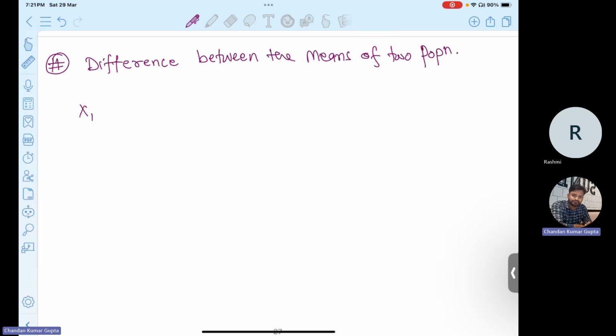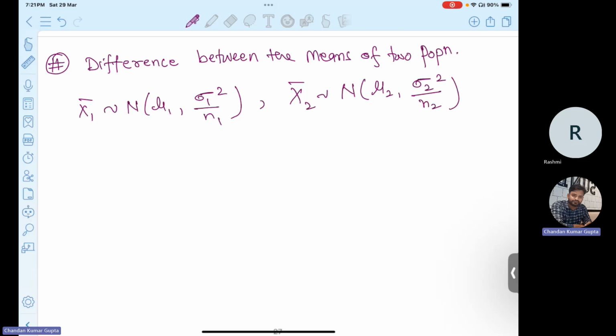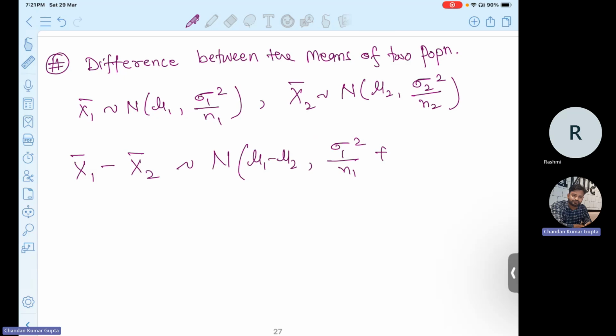Suppose x1 bar follows normal with mean mu1 and variance sigma 1 square by n1. Similarly, x2 bar follows normal with mean mu2 and variance sigma 2 square by n2, and these are independent in nature. So x1 bar minus x2 bar again follows a normal distribution with mean mu1 minus mu2 and variance sigma 1 square upon n1 plus sigma 2 square upon n2. These are simple properties of the normal distribution, which we discussed in week 4.